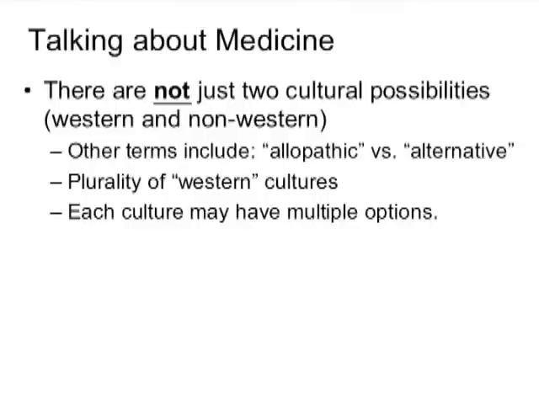So we can see that when we're talking about medicine, there's not just two cultural possibilities, that being Western and non-Western. There's a range of other terms that get dragged into this discussion as well. One of them is allopathic, which refers to kind of this globalized medicine, sort of. Another is alternative medicine, that generally lumps together a sweep of the landscape of most other cultural practices.